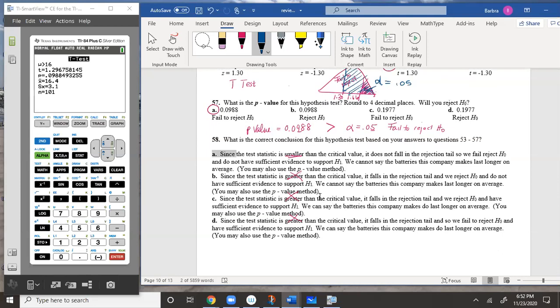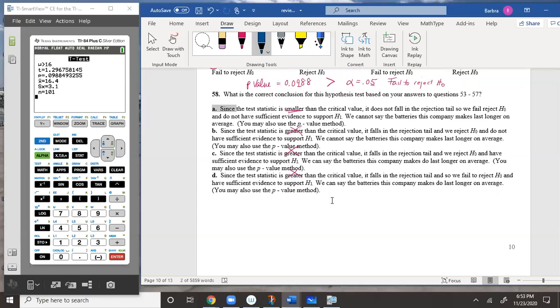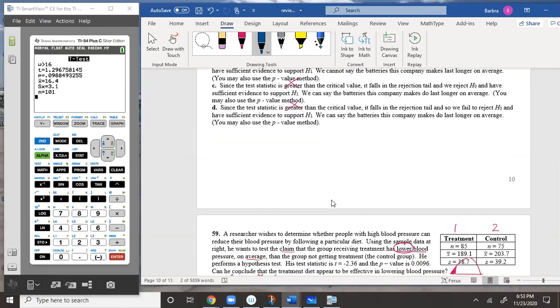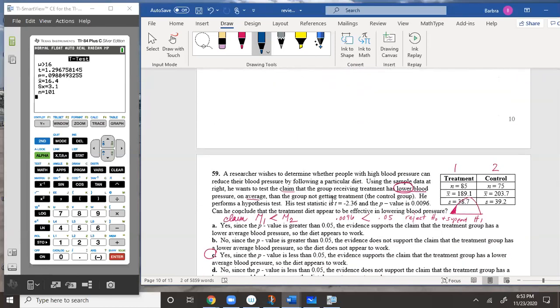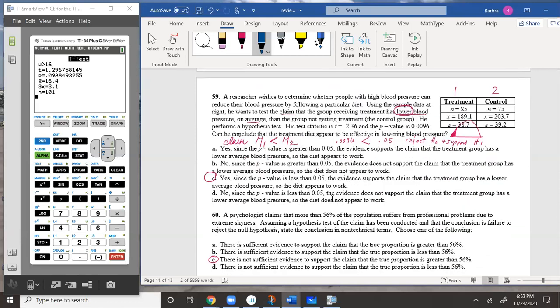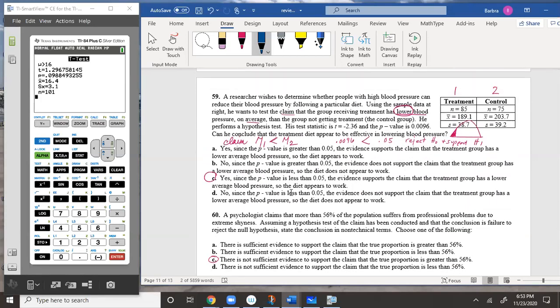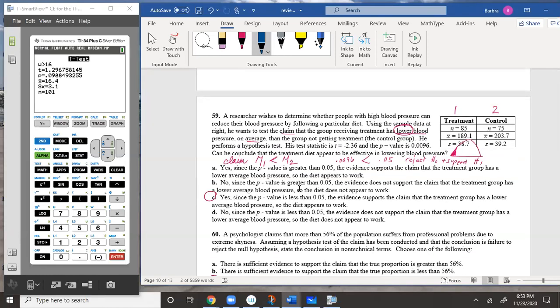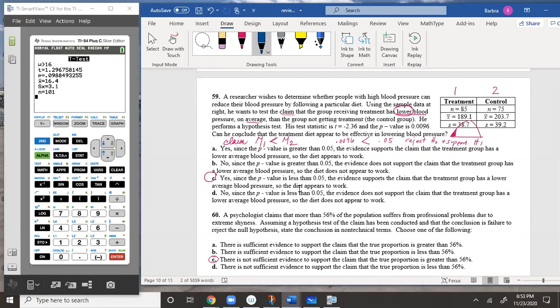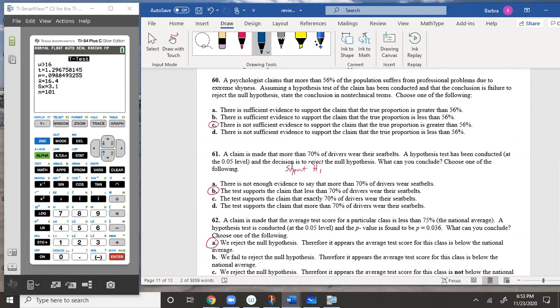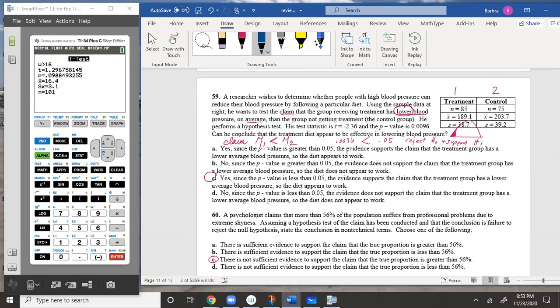Any questions? No. No. All right. Let's see. Is 59 a singleton? I think so. They give you the test statistic.